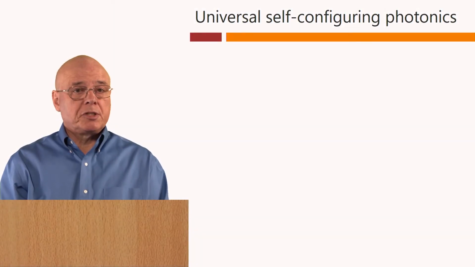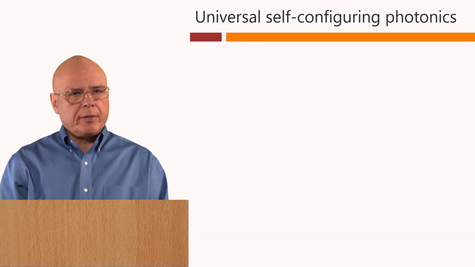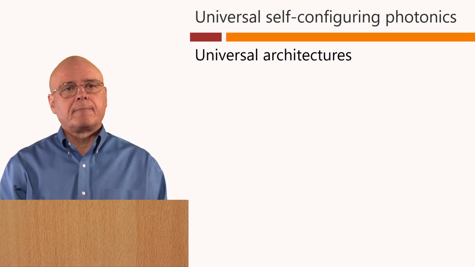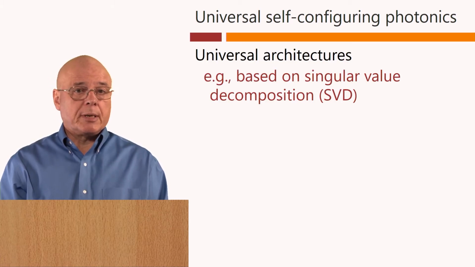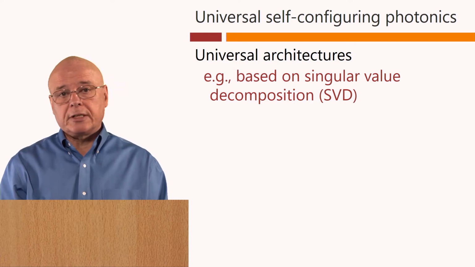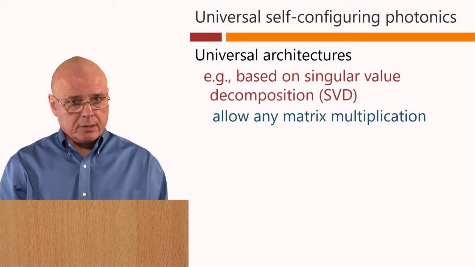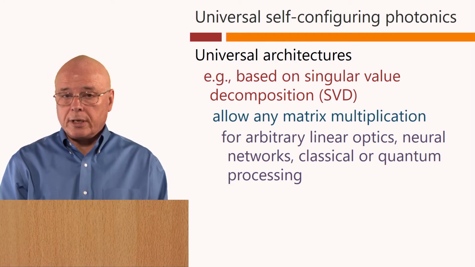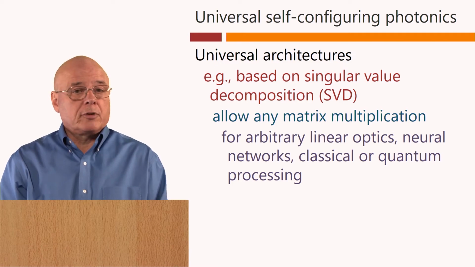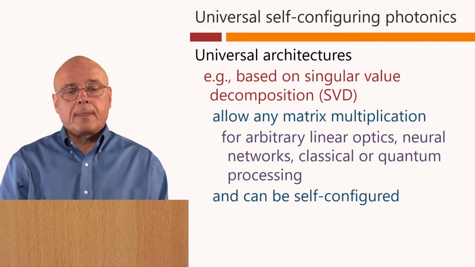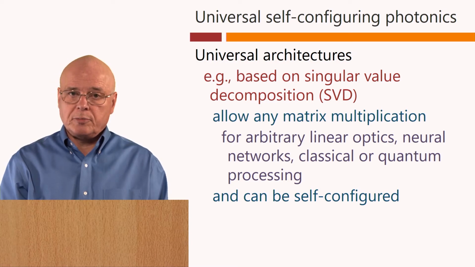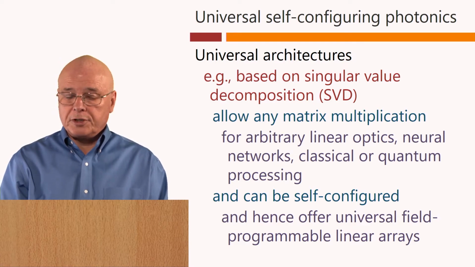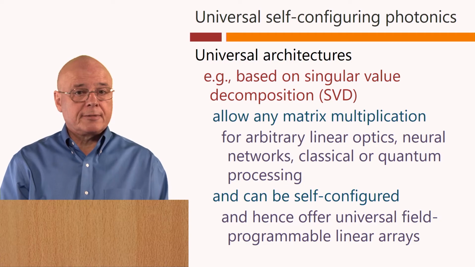So far we've talked about some specific potential applications, but another important point about these meshes is they can be quite universal as well as self-configuring. Universal architectures, for example based on concepts like singular value decomposition, allow any matrix multiplication. So for arbitrary linear optics, for neural networks, and neural networks have used these architectures, and for classical or quantum processing. And as I said, these networks can also be self-configured while still being universal. And hence, they offer universal field-programmable linear arrays.